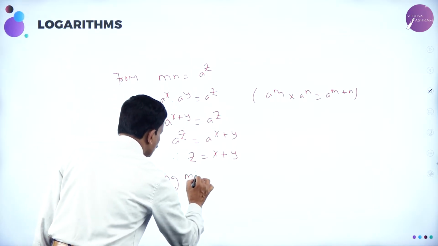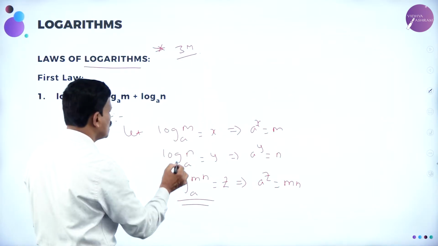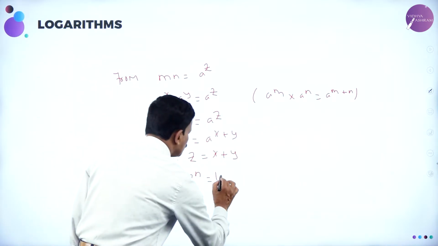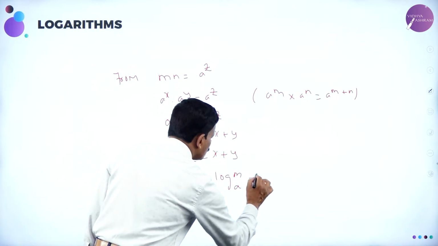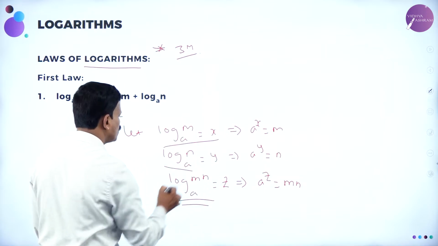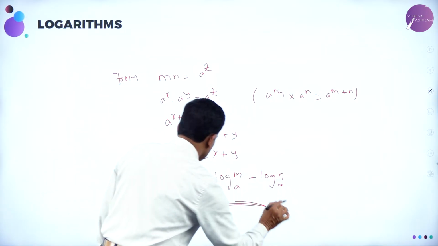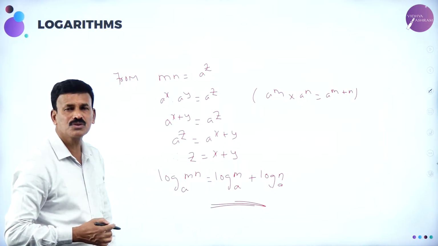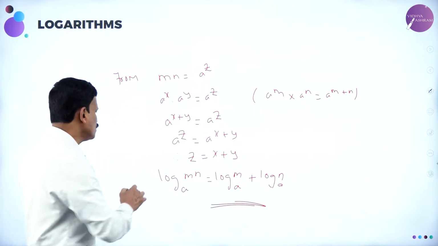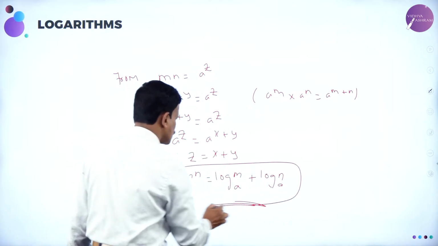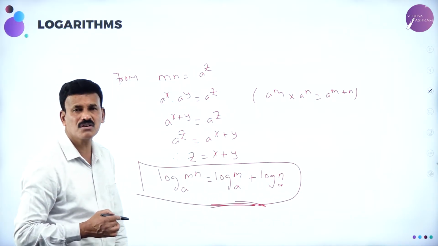Logarithm of mn to base a is equal to, what is x? X is equal to log m to base a. Logarithm of m to base a plus, what is y? Log n to base a. So logarithm of mn is equal to log m to base a plus log n to base a, which is the required proof. That is the first answer. Okay, first law of logarithms.